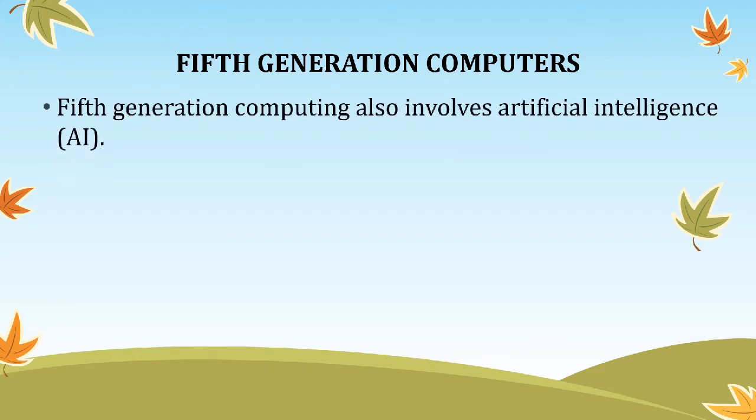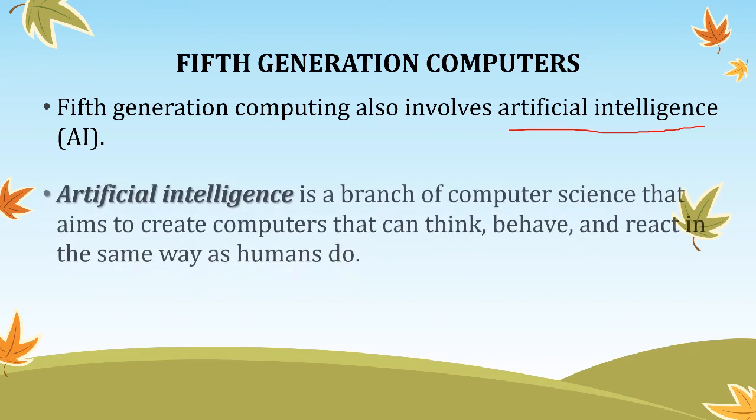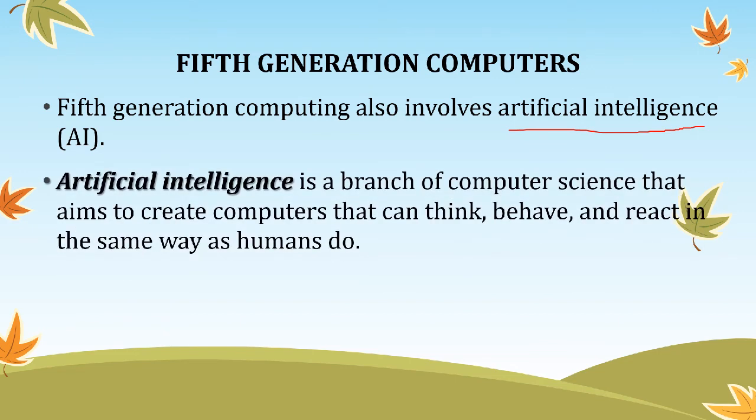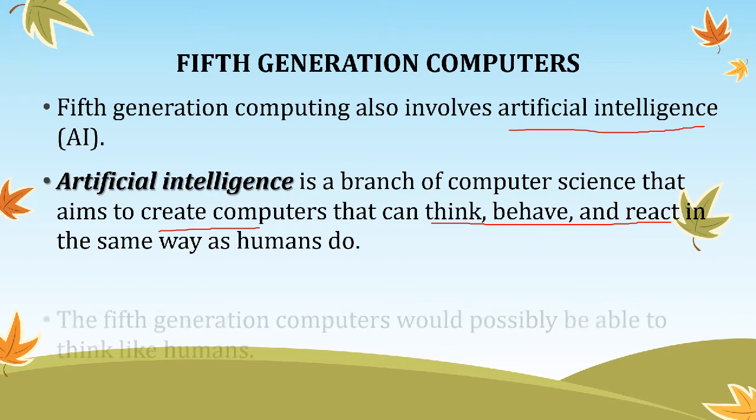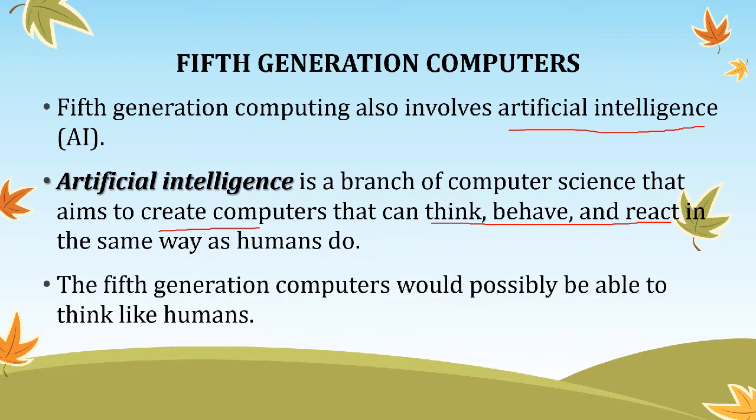See, this fifth generation computing also involves artificial intelligence. Have you heard this term? Artificial intelligence. Now see, what's artificial intelligence? Artificial intelligence is a branch of computer science that aims to create computers that can think, behave and react in the same way as humans do. That means, like human beings, these computers can think on their own, it can behave and it can react to human beings also. See, the fifth generation computers would possibly be able to think like humans.